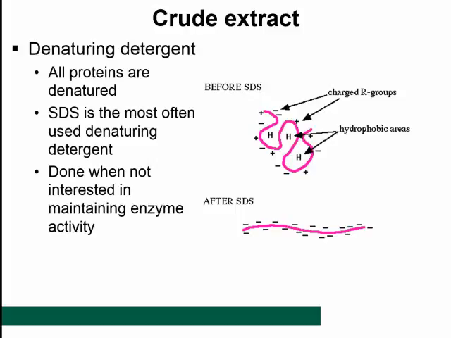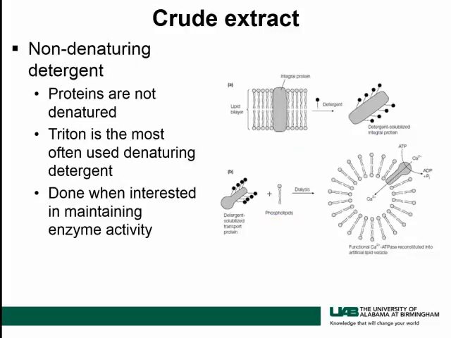Now, let's talk about denaturing detergent. When you use denaturing detergent, all of the proteins are going to be denatured. One of the most often used denaturing detergents is SDS. SDS denatures all the proteins. And you can use denaturing detergent when you just want to isolate the total protein, and you want to detect the presence or absence of a protein or to what extent it exists in the cell, but you really don't care about the activity. And that's when you use denaturing detergent.